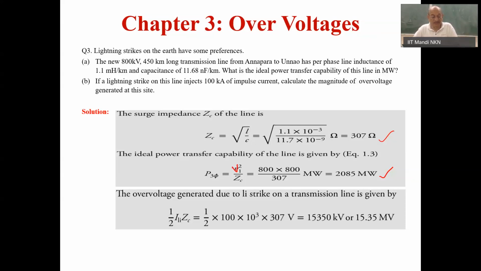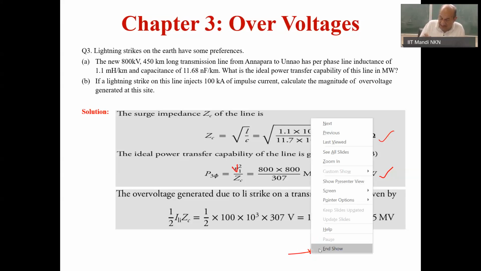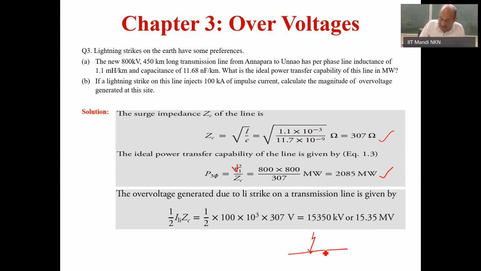And the overvoltage produced when lightning strikes a point in the transmission line, you must have seen by this time. There is the lightning current. The current will proceed in either direction. It will not go towards one. We assume that half the current goes towards the right and half towards the left.